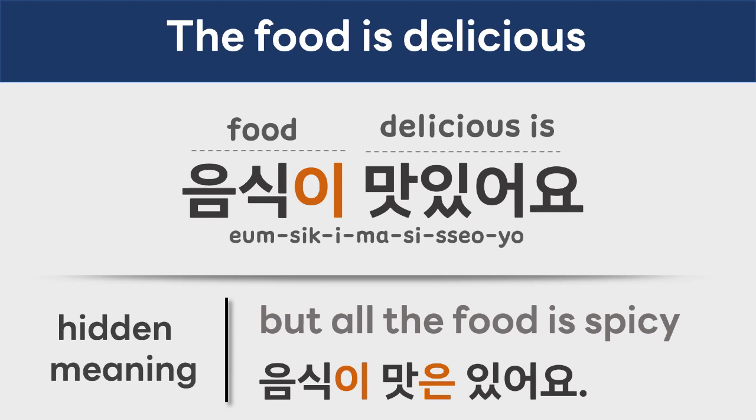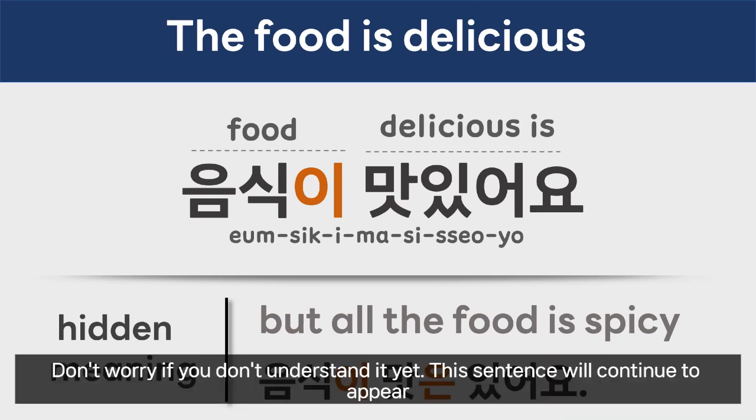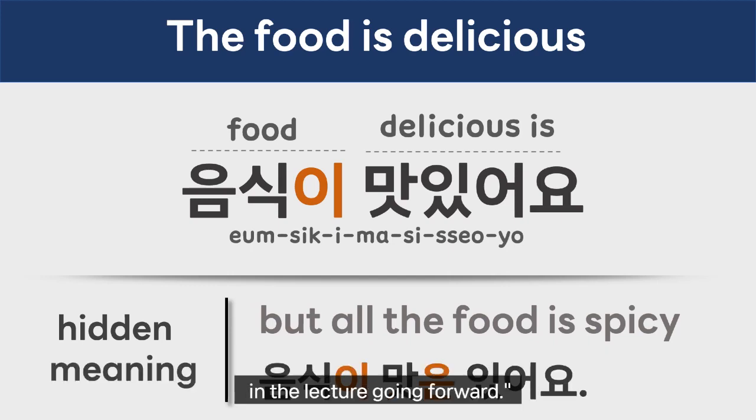The following sentence uses the topic marker. 음식이 맛은 있어요. This food is delicious but all the food is spicy. Do you understand the nuance of these two sentences? Don't worry if you don't understand it yet. This sentence will continue to appear in the lecture going forward.